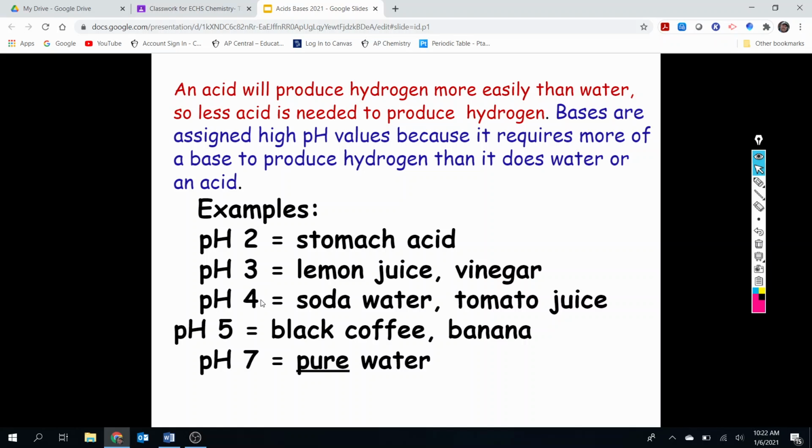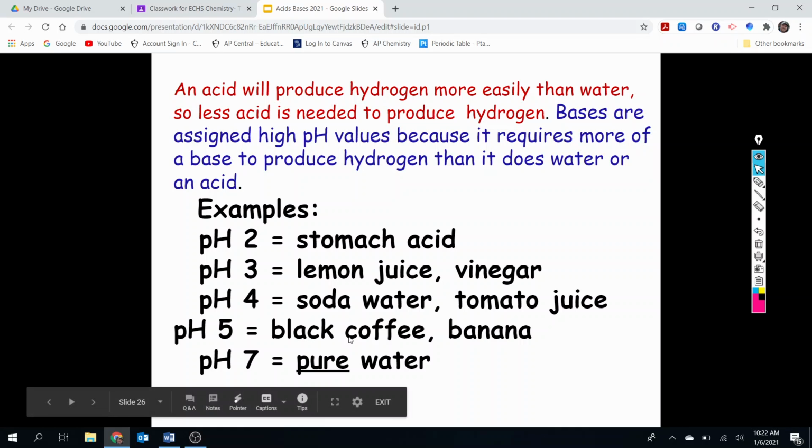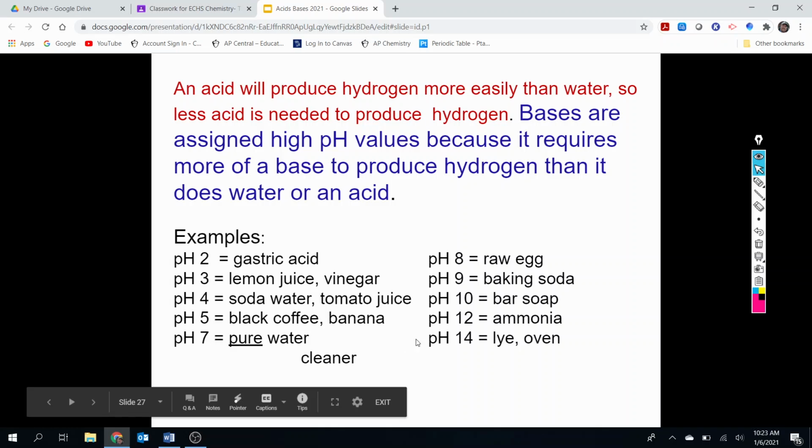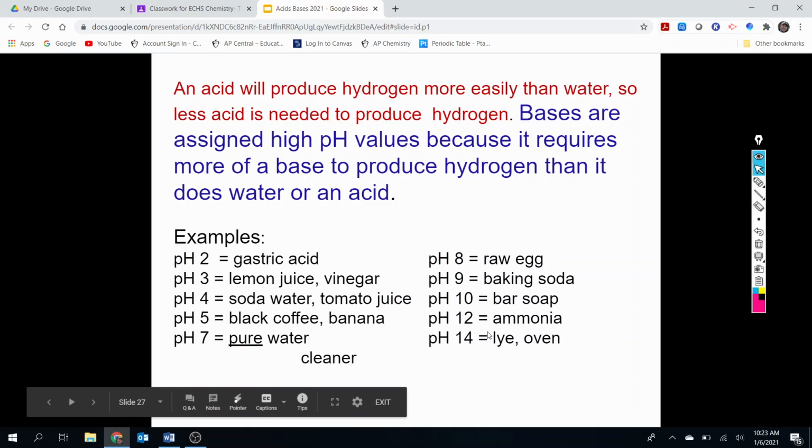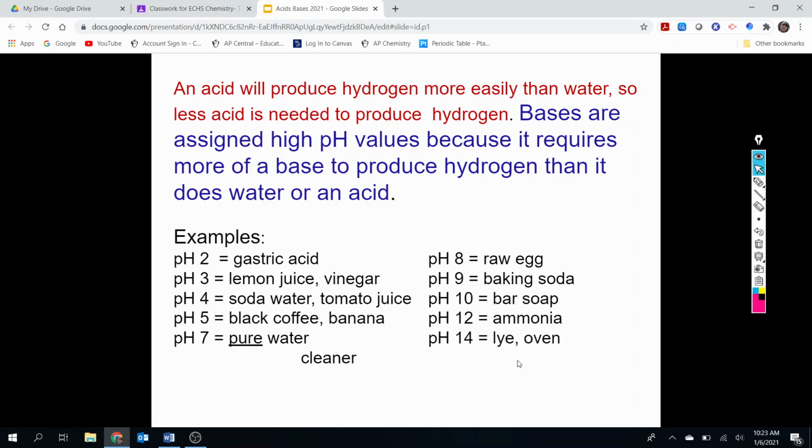Lemon juice and vinegar, pH of 3. Soda and tomato juice, pH of 4. Plain coffee, black coffee and bananas might have a pH of around 5. And of course 7 is going to be pure water without anything in it. Here we can see some more of those, and we can also look at maybe the basic end of the scale. pH of 8 for raw egg, 9, 10, 12, 14 for our different substances listed there. So just some more examples of higher pH, more basic materials.